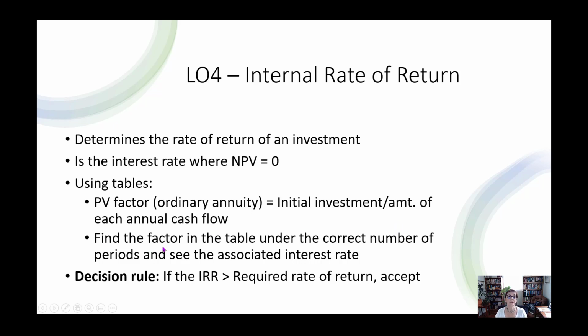This is just like the case in our other video where we were looking for an interest rate, right? We got the factor, then we went back to the table and we look under the correct number of periods or years and find out what the interest rate is. If the internal rate of return is greater than the required rate of return, we accept it. If it's not, if the internal rate of return is less than the required rate of return, then you would reject that project.